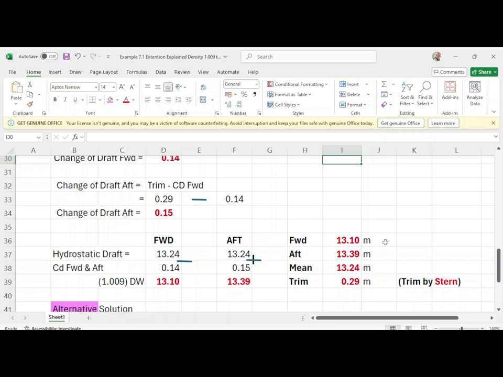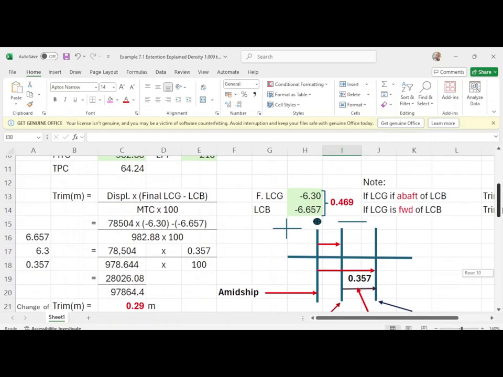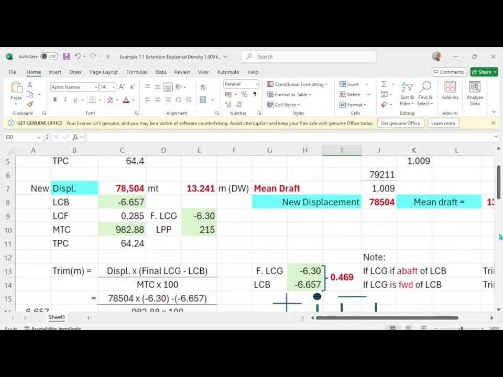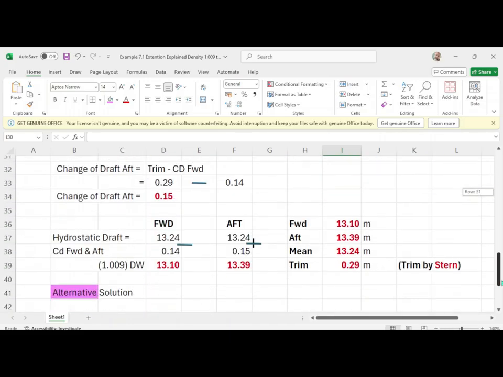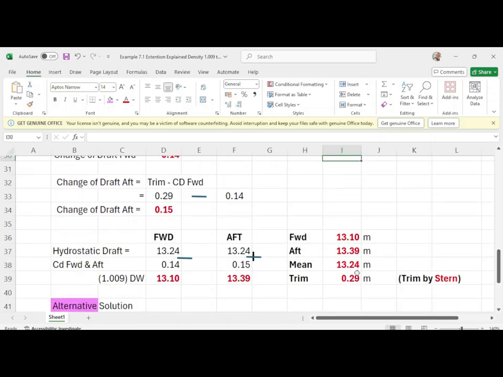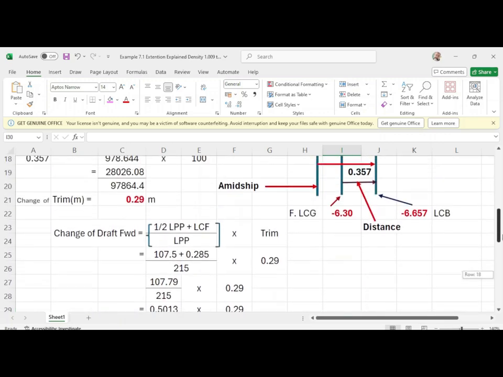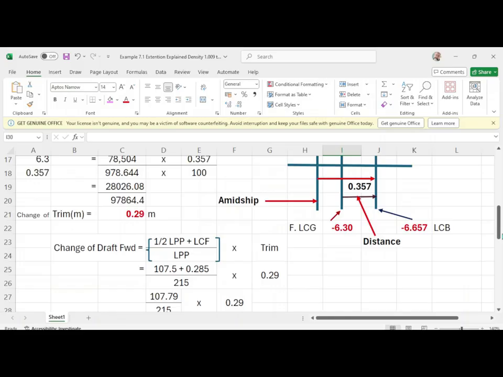You add this together, divide it by 2, this will be your mean drop of 13.24, which is the same as this one. Okay, because you have already your mean drop, all you have to get is the value of forward drop and up drop, and your trim is 0.29. So up drop minus your forward drop, the trim will be 0.29, which is exactly the same as this one. Okay, and you are trimmed by the stern.